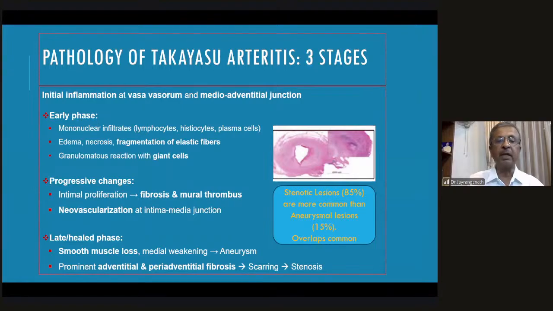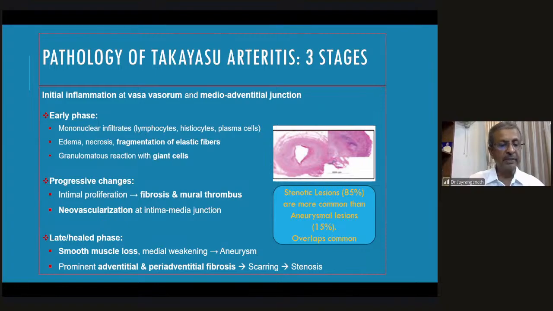So what exactly is the pathology in Takayasu's arteritis? There are three stages. It is like any other inflammatory disease. There is an initial inflammation in the vasa vasorum and the medio-adventitial junction. In the early phase, like any other inflammatory disease, it involves mononuclear infiltrates, edema, necrosis, and fragmentation of the elastic fibers, which is the initial damage. And obviously, there is a granulomatous reaction with giant cells.